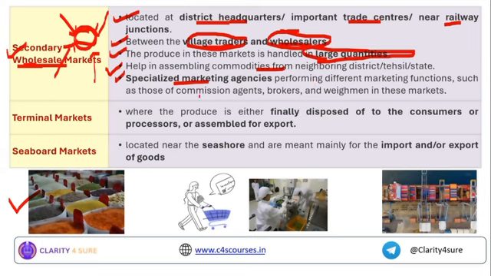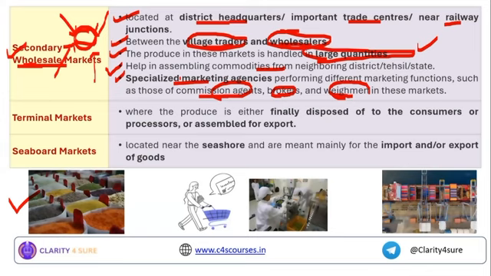Such agencies are commission agents, brokers, and weighmen. There are large quantities, so we need to weigh them, right? So there will be weighmen, there will be brokers to negotiate price, and there will be commission agents. So the secondary wholesale market is the market located at district headquarters, important trade centers, or near railway junctions. It will deal with large quantities.